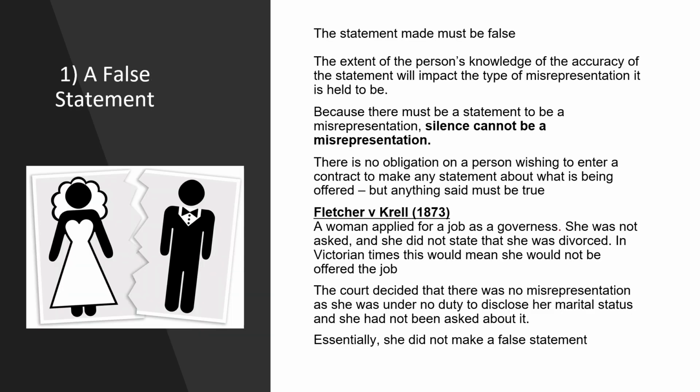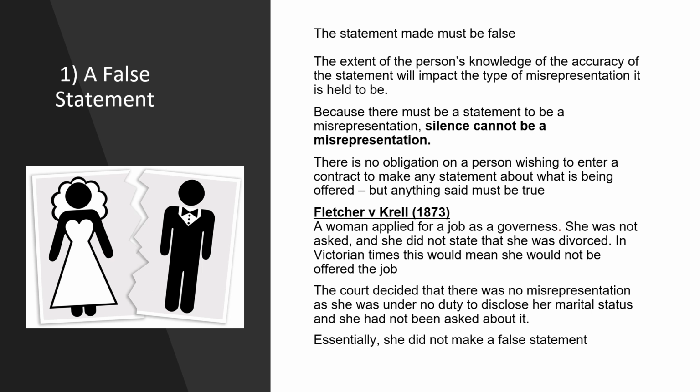Starting with a false statement, the statement made must be false. So you have to say something that's not true. Now, the extent of the person's knowledge of the accuracy or the truth of that statement will impact what type of misrepresentation it is later. There's three types: fraudulent, negligent, and innocent. And obviously, the person's knowledge as to whether it's false or not will depend on what it ends up being, if it is indeed a misrepresentation. Because there has to be a statement, silence can't be a misrepresentation.